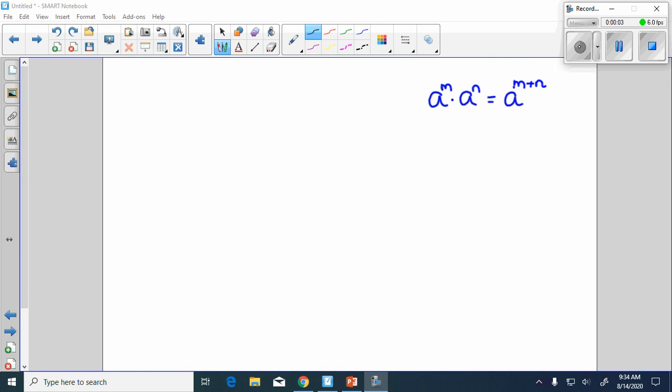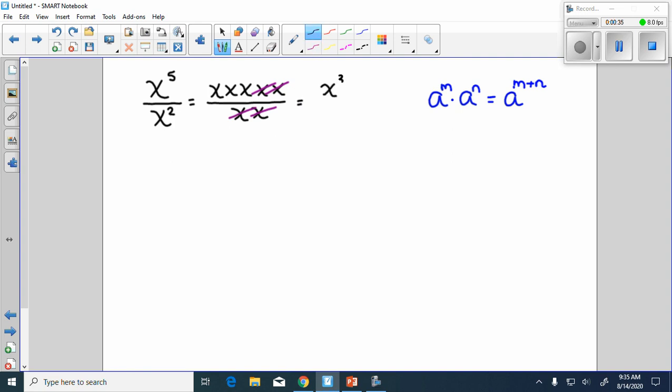Alright, so we know the addition rule of exponents now, but maybe instead of multiplying two things with the same base, maybe I want to divide those two expressions. So we know x to the fifth means x times itself 5 times, and x squared is x times x. If I start reducing this fraction to lowest terms, I can knock this x out, I can knock that x out, and now I'm out of things on the bottom. So I have x to the third on top and a 1 on the bottom.